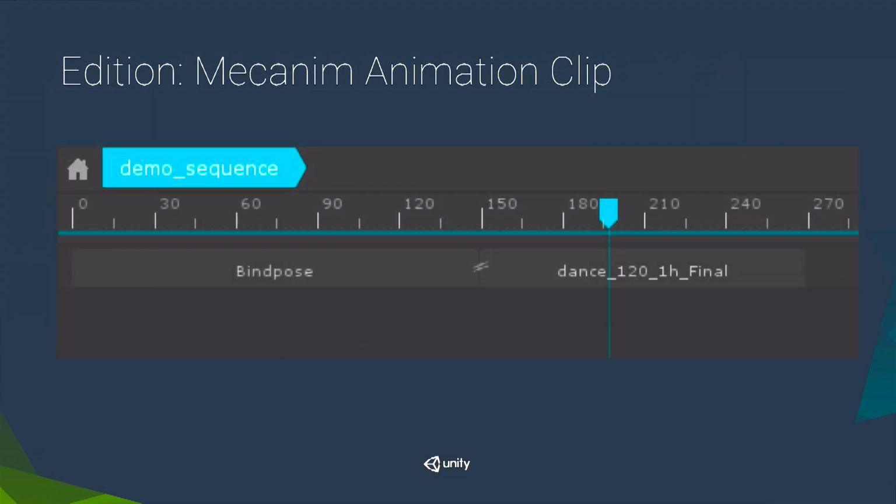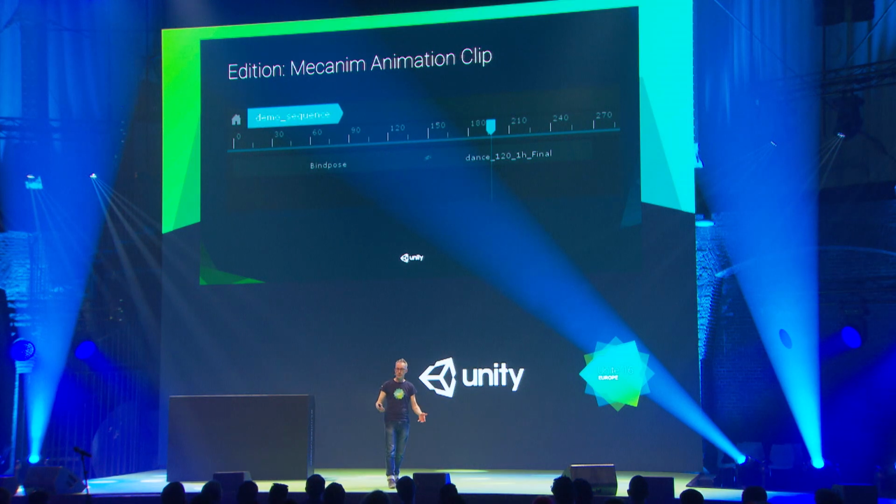Another example here from the animation point of view is the animation clip. An animation clip is nothing more than what you are used to. So you create your animations in Unity with your asset, and then you drag and drop your animation clip on the animation track.